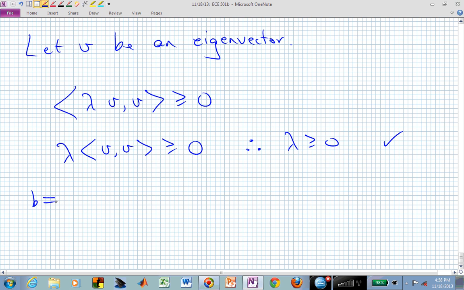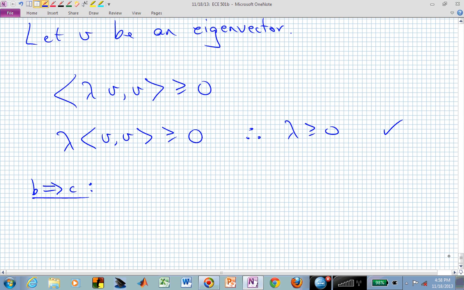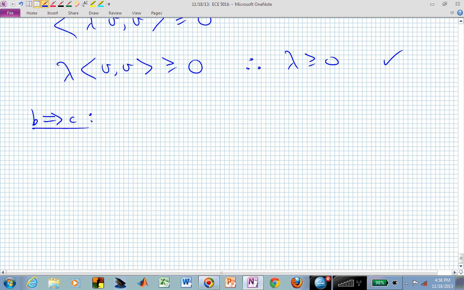Now let's look at B implies C. And I'm going to cheat. I'm going to go back and say, okay, T is self-adjoint, and we know all the eigenvalues are non-negative. And we want to show that T has a positive square root. This is a nice one, because this is actually going to be a proof by construction, and we'll be able to use this to find square roots of matrices. So B implies C. T is self-adjoint. That's part of B, wasn't it?